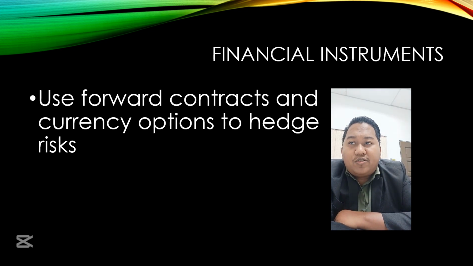Using financial instruments such as forward contracts and currency options can provide businesses with tools to hedge against currency risk. These instruments allow businesses to lock in exchange rates for future transactions, reducing uncertainty and protecting against unfavorable currency movement. Financial institutions can play a vital role in offering these products, educating businesses on their benefits and implementation.